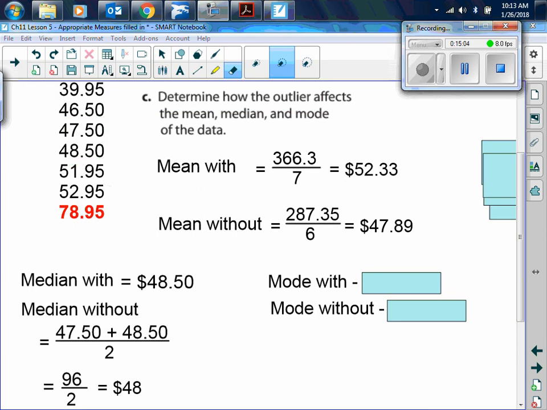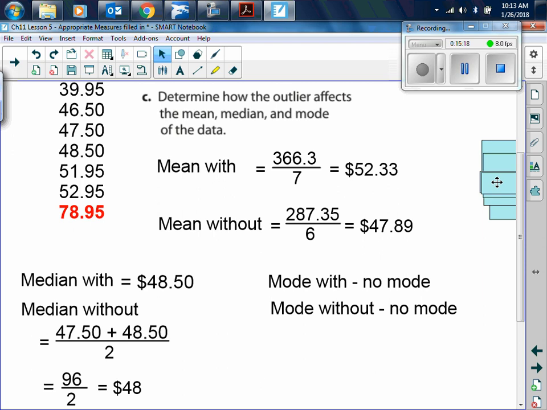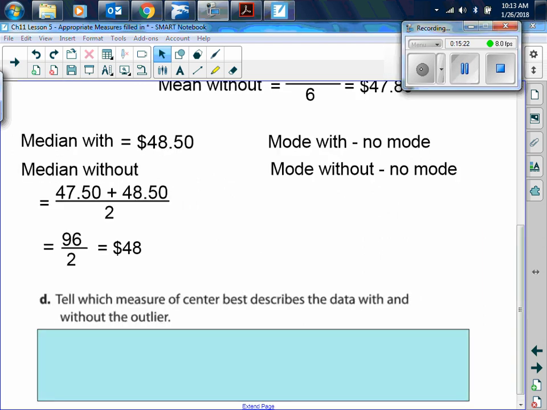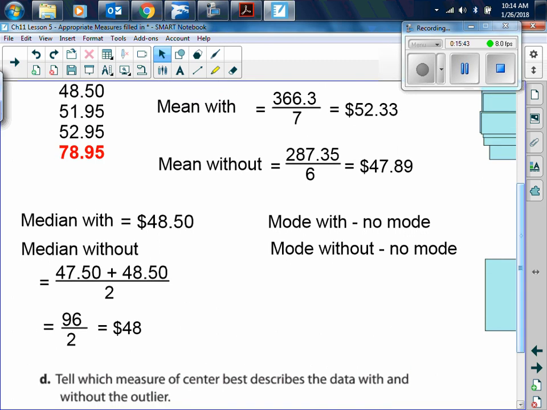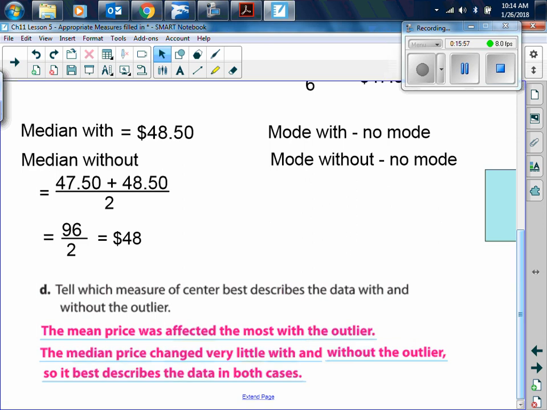And then finally, we want to check out the mode. Are there any repeated values in there? No. So here, there's no mode with, and there's no mode without. So now the final step is to tell which measure of center best describes the data with and without the outlier. So here, the mean price was affected the most with the outlier. So that tells me that the mean is not a good measure of center. Is everybody clear with that? Okay. The median price changed very little with and without the outlier. And of course, there's no mode. So which one is the best descriptor? The median.